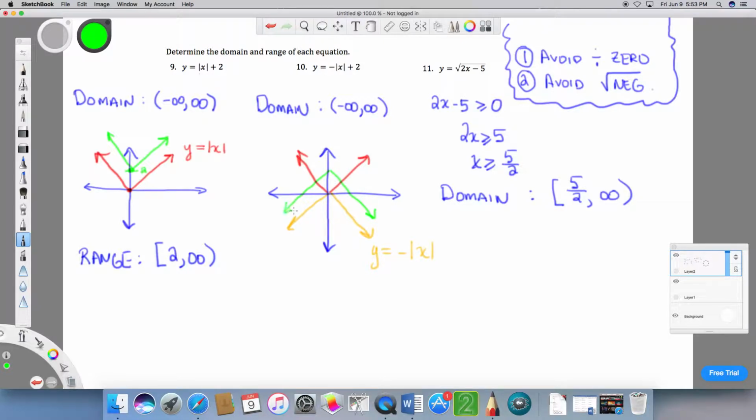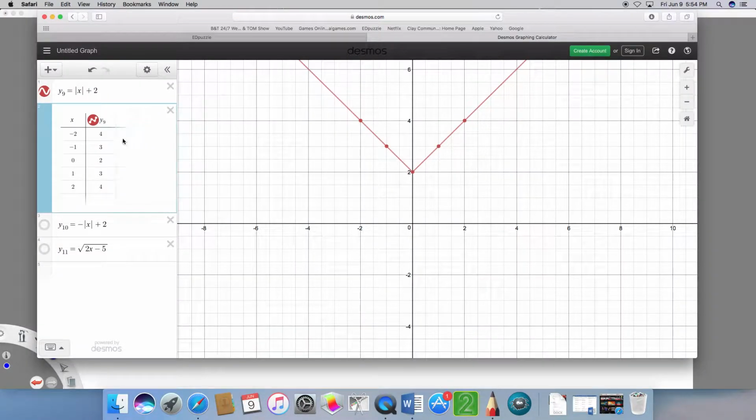But this time, my graph is opening downward. So from the graph, I'll be able to look at that and say, hey, the range for a minimum value, you're coming up from negative infinity. And you're coming up to this point on the y-axis, which has a y-coordinate of 2. Let's illustrate that to show you that I was correct in how I did that.